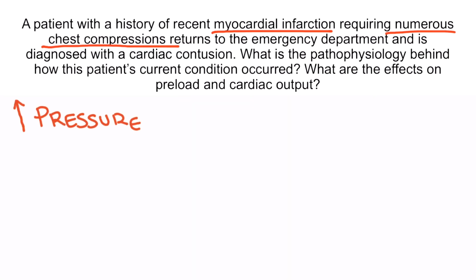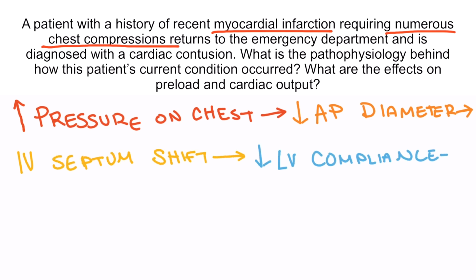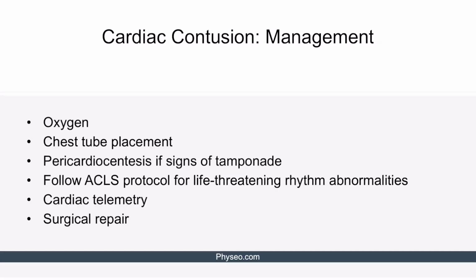This pressure on the chest decreases the anterior-posterior diameter of the chest, which causes the interventricular septum to shift and the compliance of the left ventricle to decrease. All the above changes lead to a decrease in preload and cardiac output due to the decreased compliance of the left ventricle. Now let's cover the treatment options for a myocardial contusion.